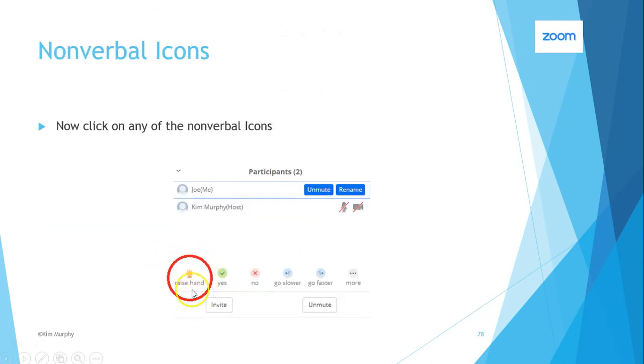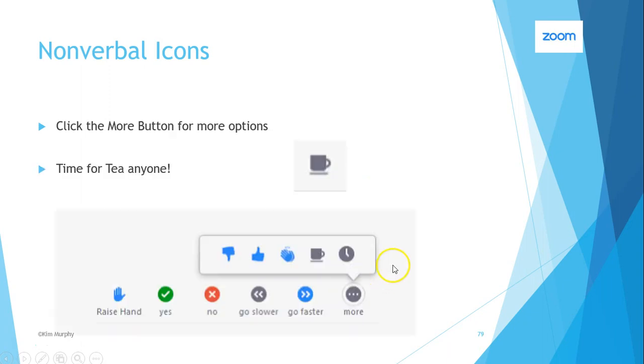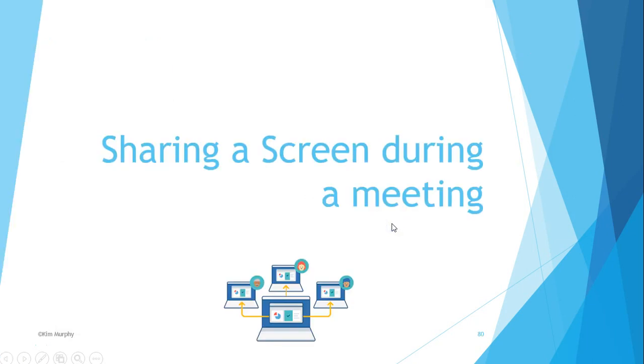For you as the participant, you will go in, as I said, into your chat. And when you're in your chat, you'll see these little buttons down the bottom here. So you've got a raise hand, you've got a yes, a no, a go slow, go faster, or you have the 3 little dots, which when we press this will give us more options. The options that it gives you are an up and down, a clap, a cup of coffee or tea, and a clock. So you can click whichever one of those you want, and once you do that, it is sent directly to the host, okay?